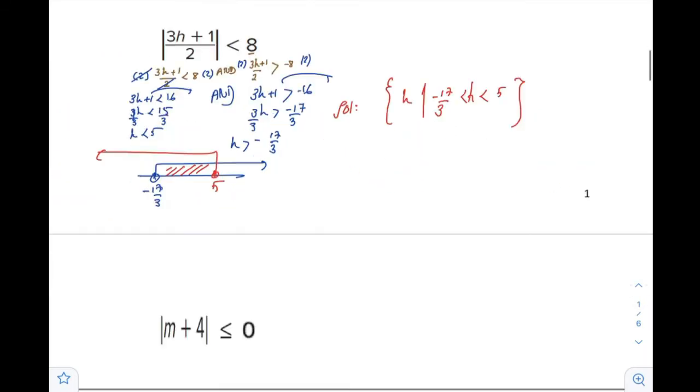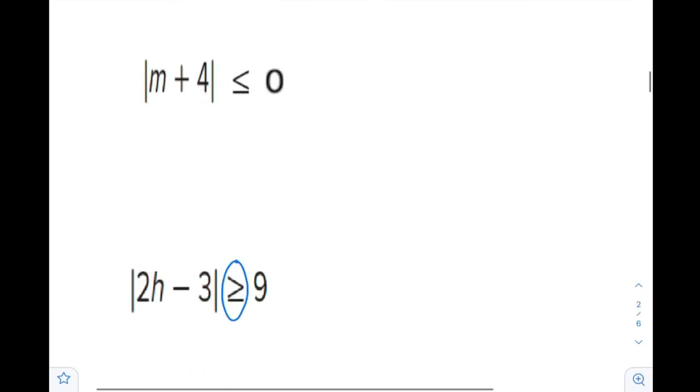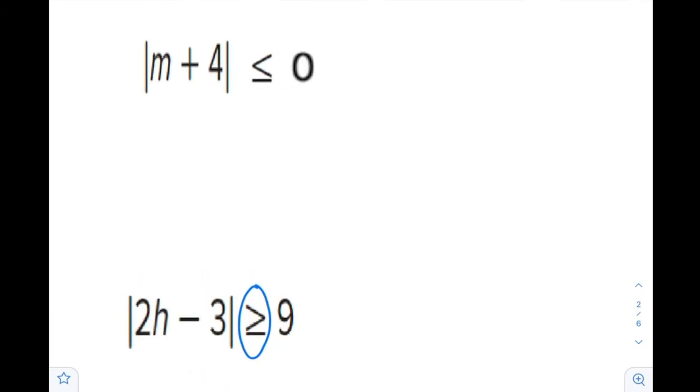Perfect. Okay, what about this one? We just said that the absolute value will always be positive, more than or equal to 0. So here, this inequality is divided into 2 parts. Less than 0, we know that there is no value that makes this inequality true, but it can equal 0 when m plus 4 equals 0. That means m is negative 4.